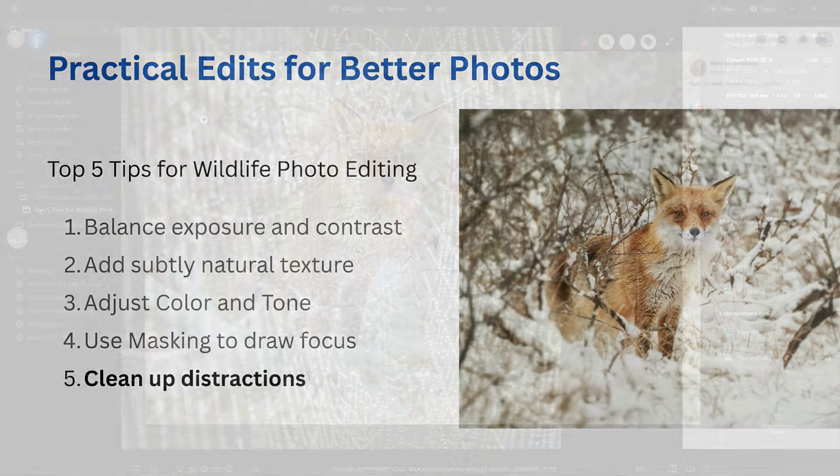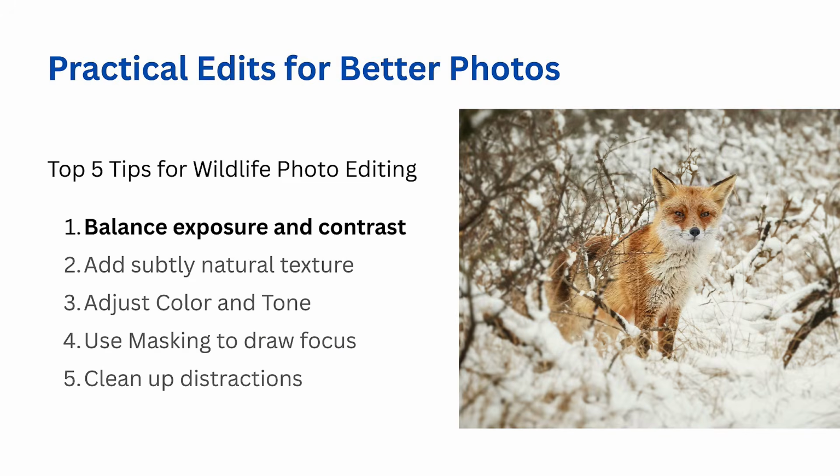So once again, let's review them. We balanced the exposure. We added a subtle, natural texture by adding it and taking it away. We improved the color and the tone. And then throughout the tutorial, we worked on masking to draw focus to the subject. And then, of course, we finished off with cleaning up the distraction. And I gave you a couple of ways to do that. Once again, the traditional erase, which is fine, uses proximity. For complicated backgrounds like this, use Gen Erase.